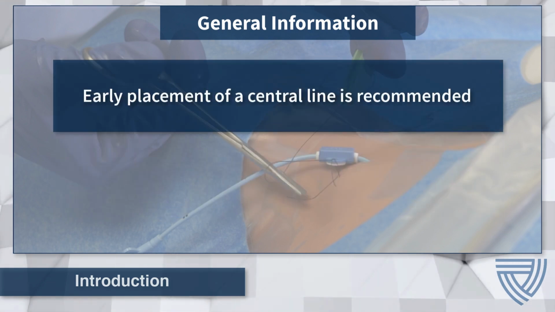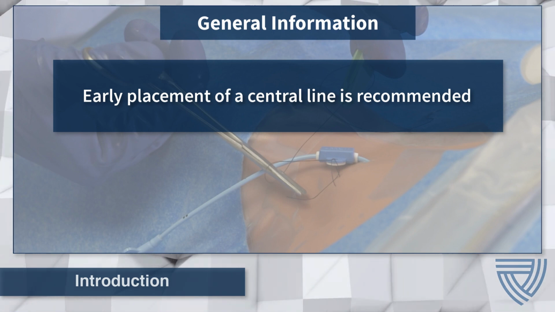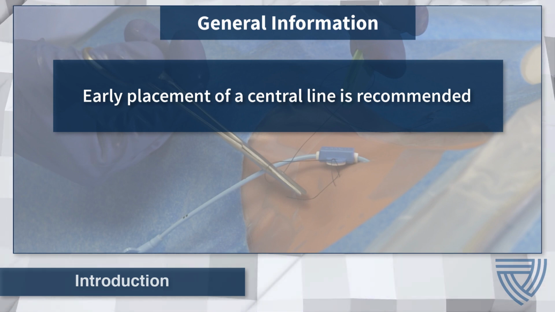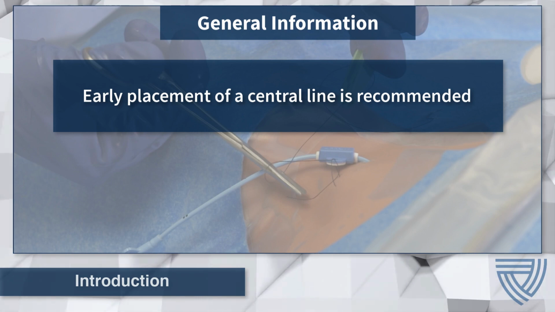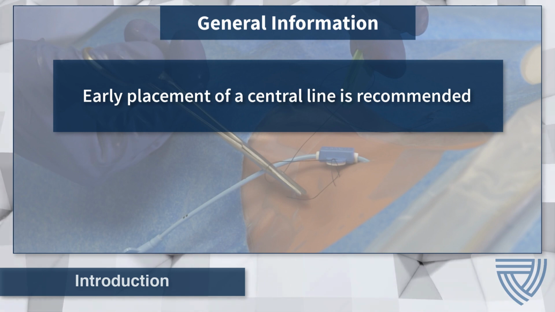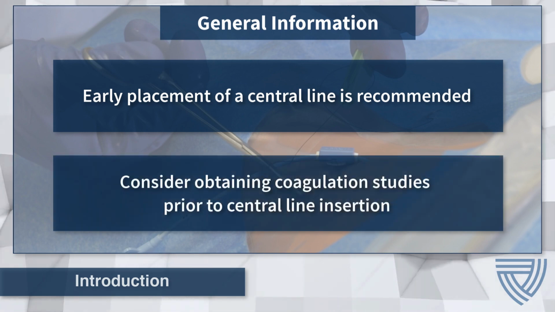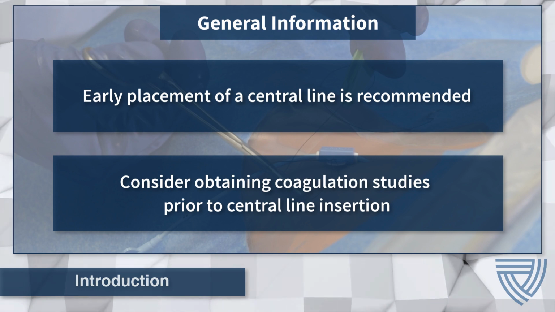Placement of a central line in a patient infected with Ebola or other special pathogen should be considered early in the plan of care. Early placement is recommended to help facilitate phlebotomy and minimize the risk of exposure from needle stick injuries. Additionally, the early placement of a central line will help expedite the administration of infusions in those patients that may become critically ill. Depending on the disease process and status of the patient, consideration should also be given to obtaining coagulation studies prior to central line insertion.